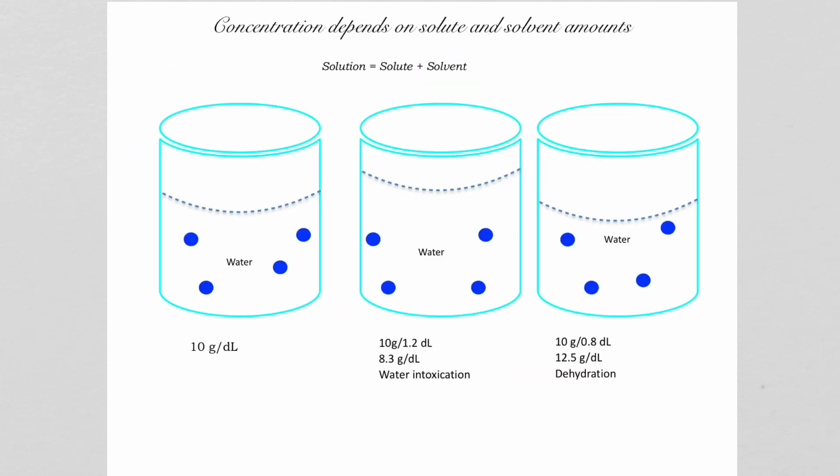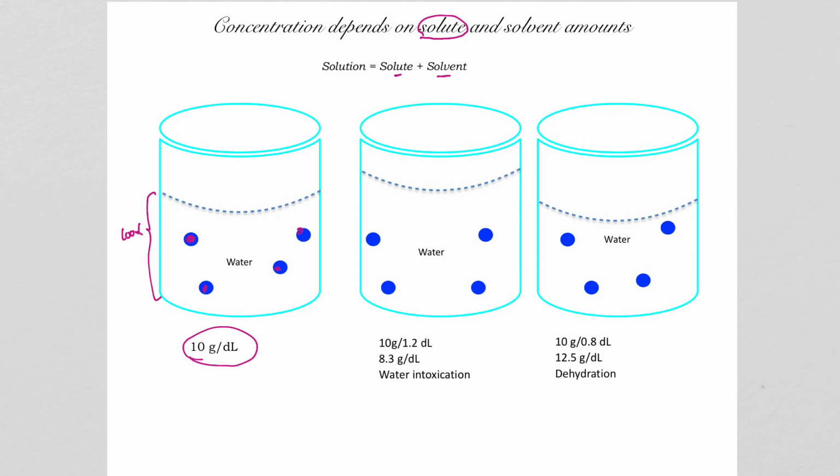So it's important to remember that the concentration of a solution depends not only on the amount of solute, but also the amount of solvent. So here are three cases. Let's say this is 10 grams per deciliter. So that's a deciliter here. It's 100 mils. And there's a certain amount, 10 grams of, let's say, glucose dissolved in this 1 deciliter.